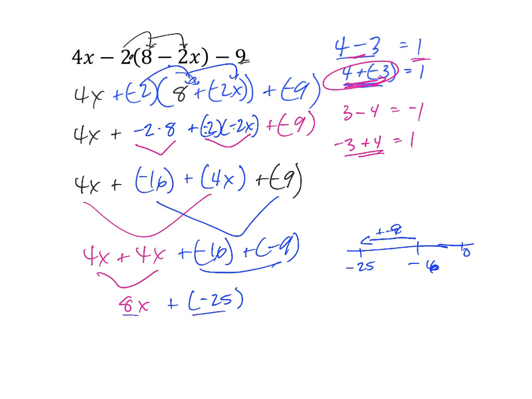I have lions and puppies. Don't put them together. So that means our final answer will be 8x plus, or 8x minus 25. That's the perfect solution.